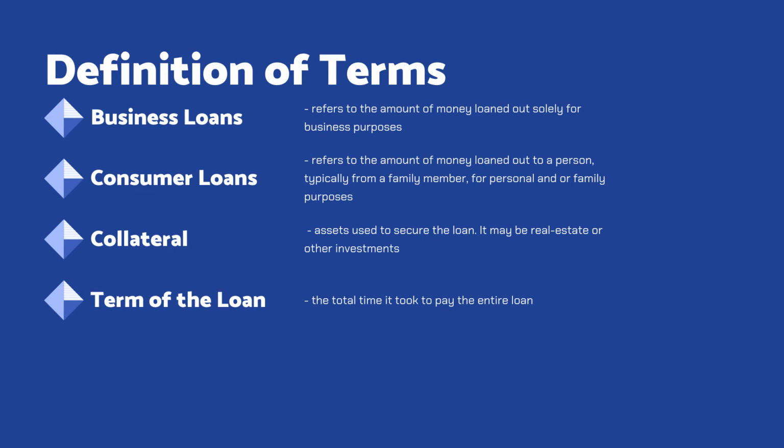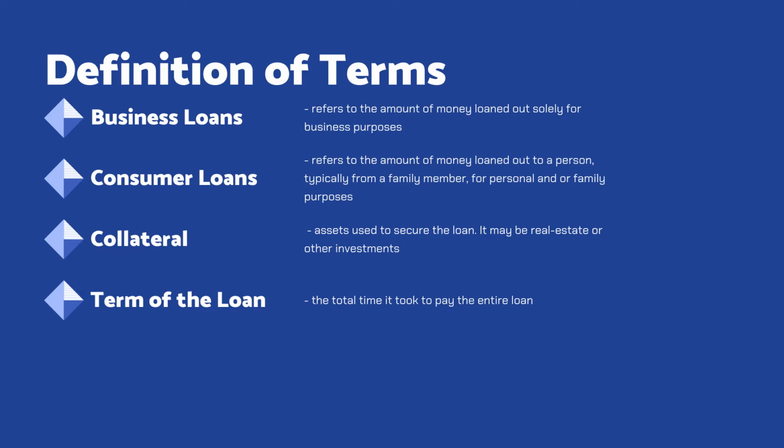So firstly, we need to define all the possible words that may be used in this presentation. So let's proceed to definition of terms. Firstly, we have business loans. It refers to the amount of money loaned out solely for business purposes. Next, we have consumer loans. This refers to the amount of money loaned out to a person, typically from a family member, for personal or family purposes. Next, we have collateral. Assets used to secure the loan. It may be real estate or other investments.